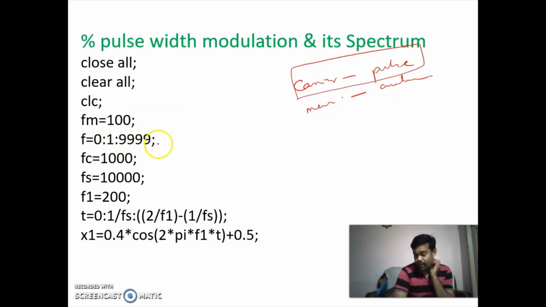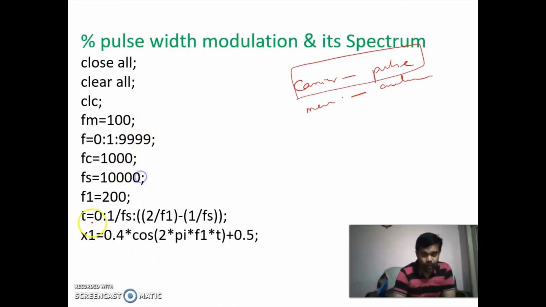Then, in order to draw the spectrum, we are defining the frequency axis, taking from 0 to 9999 with an increment of 1. Then we are defining the frequency of the carrier, taking it as 1 kilohertz. Then we are taking the sampling frequency as 10,000. Then we are defining the frequency F1, F1 is equal to 200.